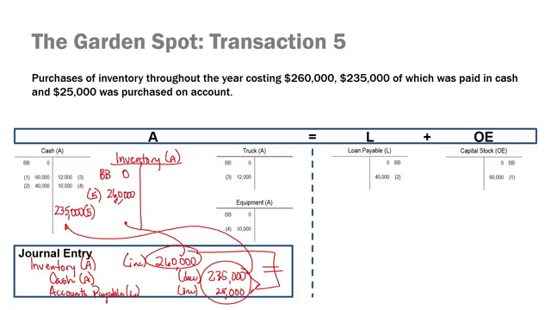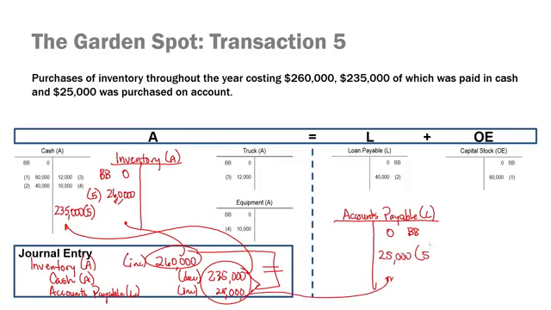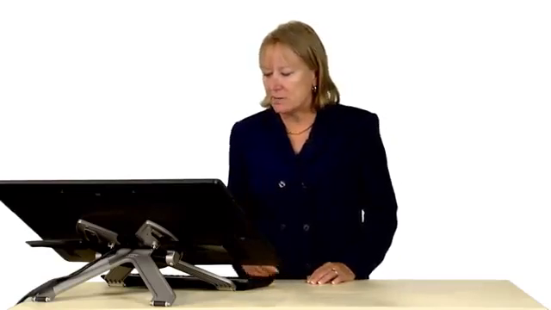And then we'll make a right side to the accounts payable T account as well, which we haven't seen before in this case, so we'll need to create it. We'll give it a beginning balance of 0 because no prior transactions have affected that account. And we'll put the right side entry of $25,000 into that T account, and we'll denote that that is associated with transaction 5.